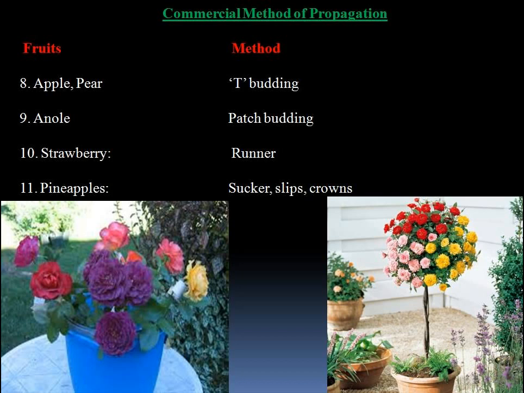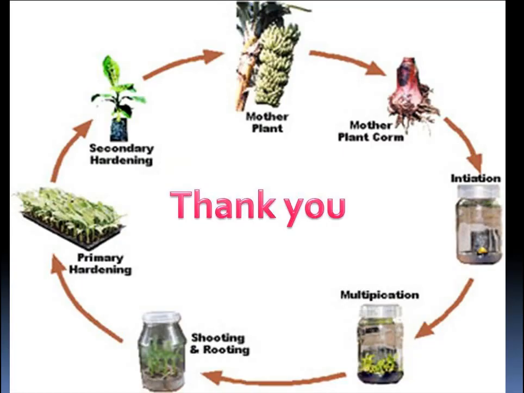In the pictures you can see the same plant having different colors of rose. How do they grow? By using these methods, either by grafting or T budding, etc. T budding is a commercial propagation method in citrus. By using this method we can grow single trees with different flowers or different colors of flowers, different varieties of fruits, like that.